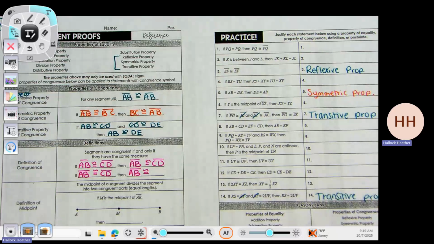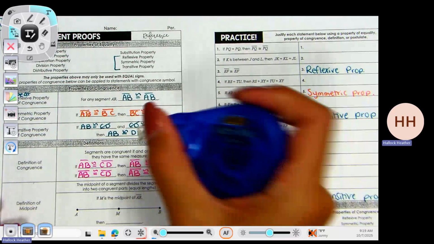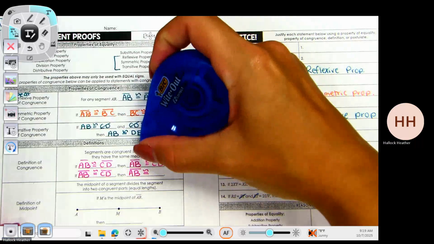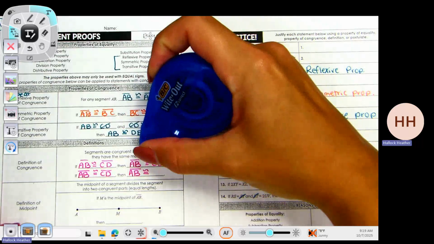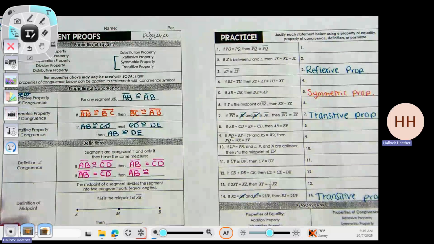Oh gosh. Hold on. I'm messing up really bad right now. I made them all. This is why I hate words.